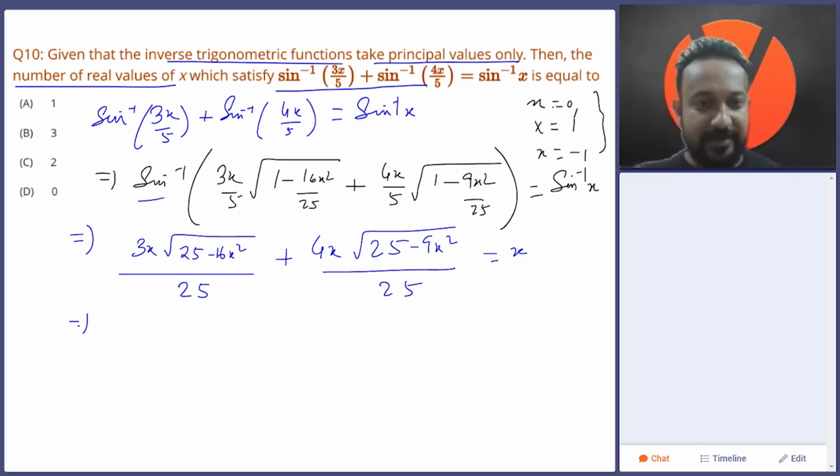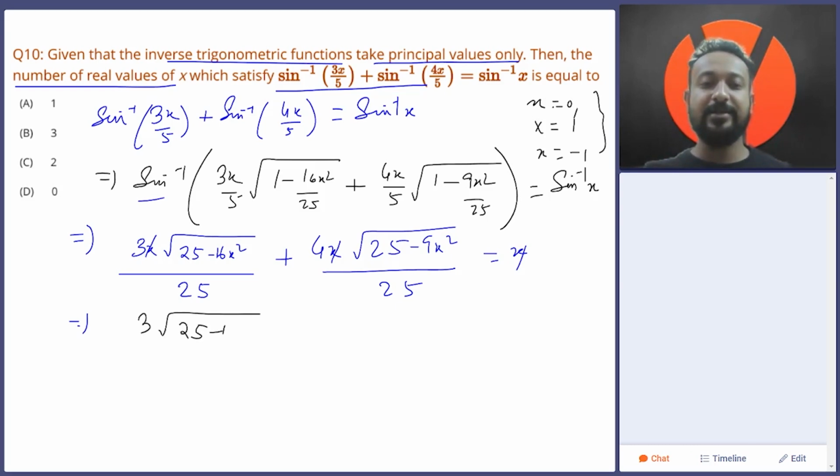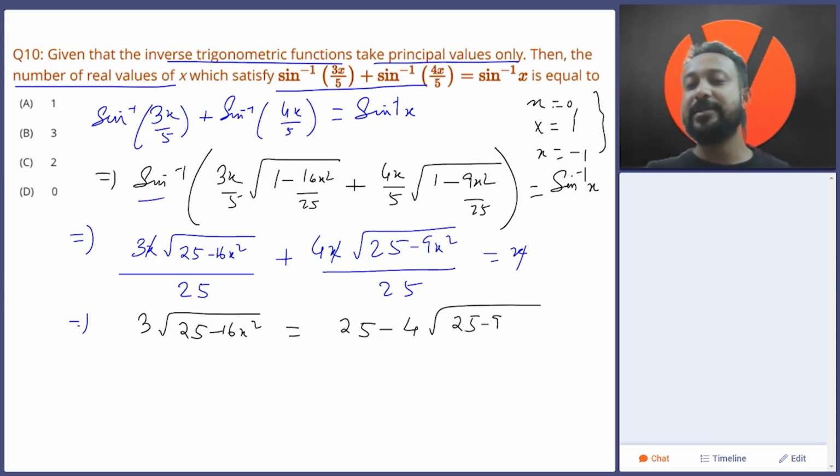Then what, sir? Obviously, I think you can see from here that x equal to 0 is a solution, so can we cancel? Yes, we can, because x equal to 0 satisfies this, so no issues. If we cancel, what are we left with? So 3 times under root 25 minus 16x square. I've taken the LCM and multiplied. So it will be 25 minus 4 times root 25 minus 9x square.